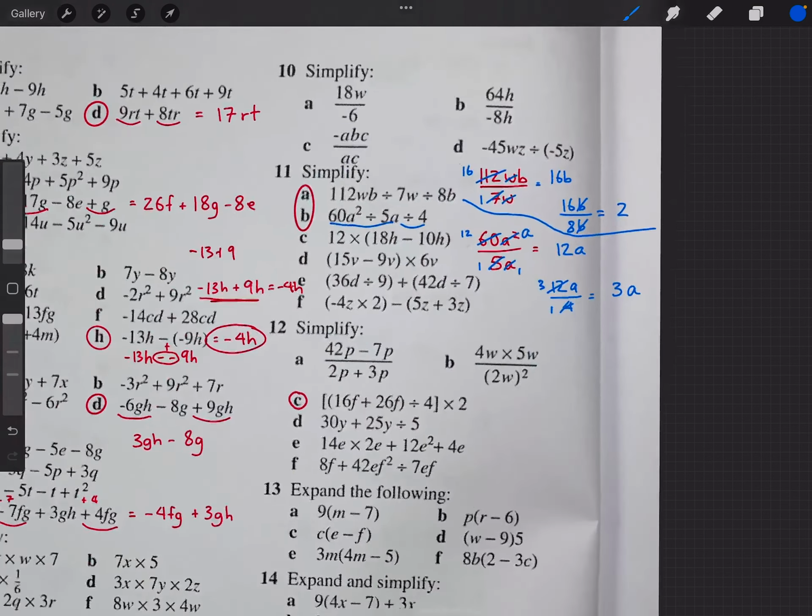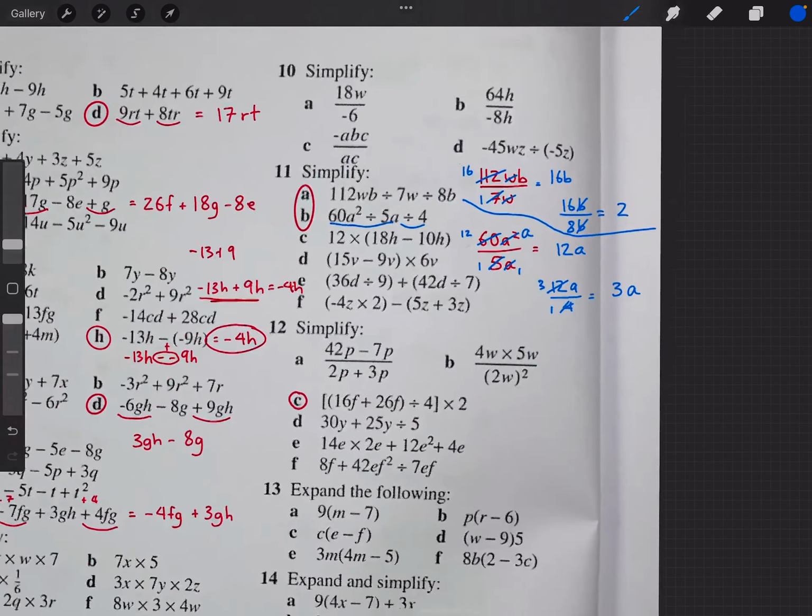Alright, question 12. Now, this is BODMAS. Okay, you have brackets, plus, divide, times. So do the brackets first. What is 16F plus 26F? What's 16 plus 26? It will be 42. So this will be 42F. And then you're dividing it by 4 in the square brackets.